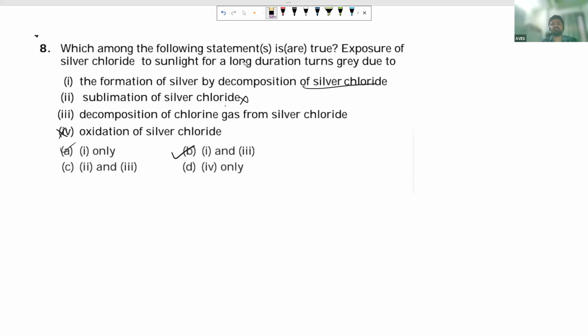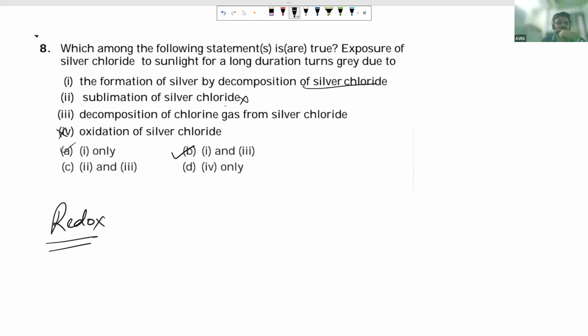Now the next type of reaction is the redox reaction. Note it fast.